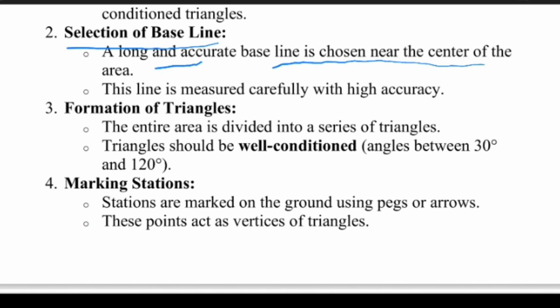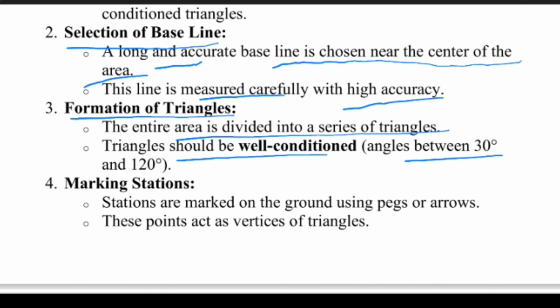The baseline you have to check is in the central area. You also have to select the line in such a way that it can be measured carefully and with high accuracy. Next is formation of triangles. Once you have surveyed the area, divide it into a number of triangles, constructing well-conditioned triangles. The angles must be between 30 degrees and 120 degrees.